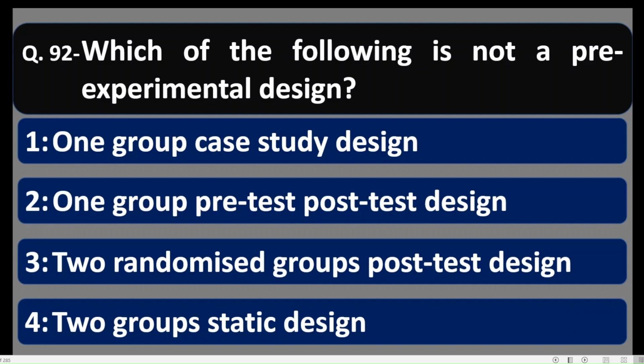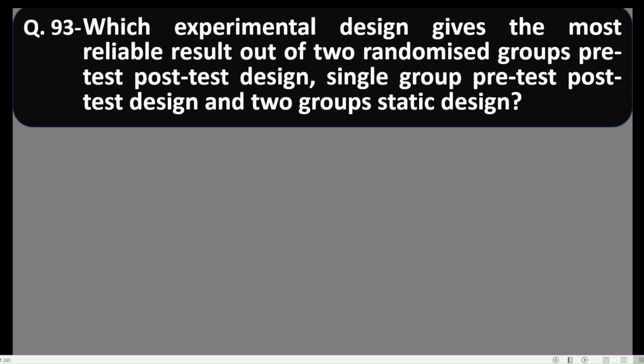Number four, two groups static design. Static design is there. Two groups are there. No randomization is there. So it is pre-experimental design. In terms of this question, the correct option is two randomized groups post-test design.